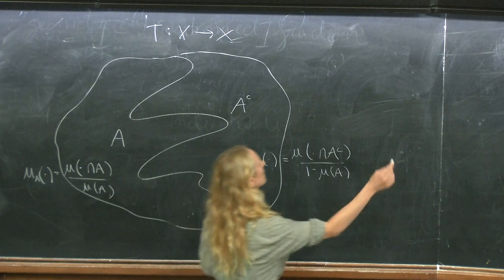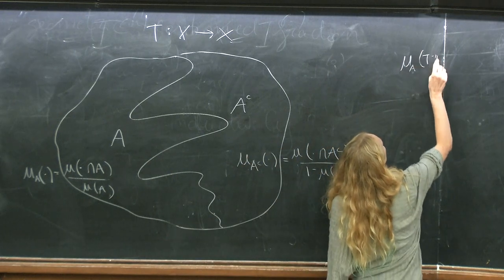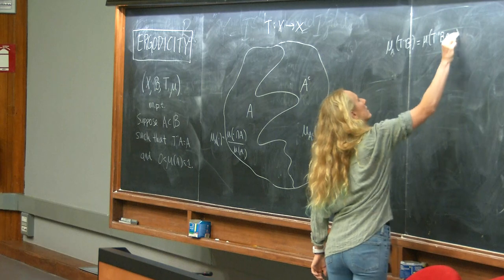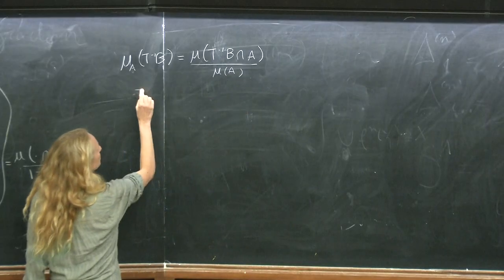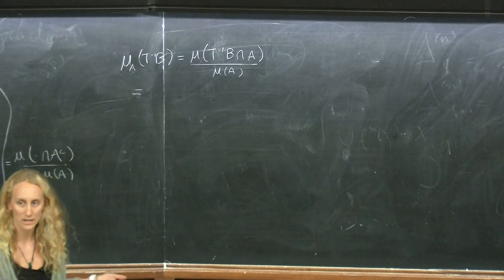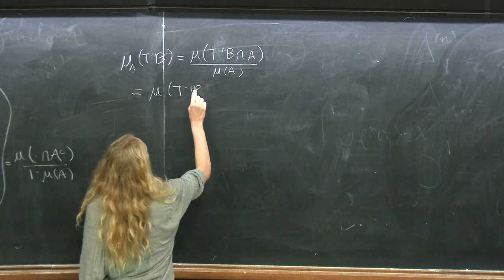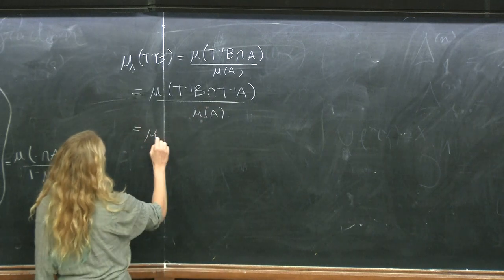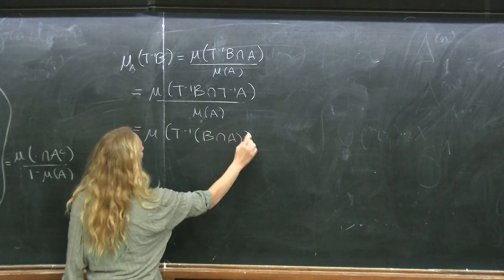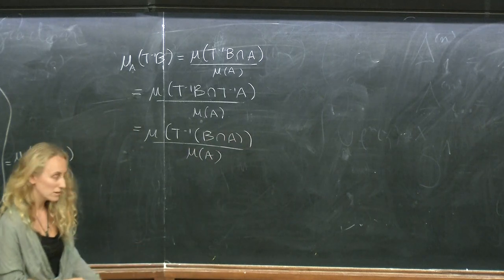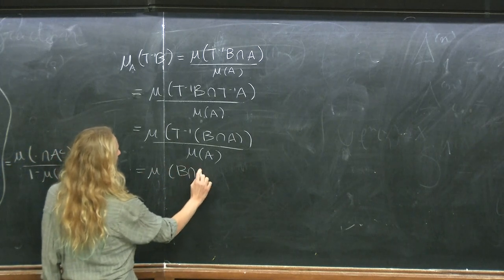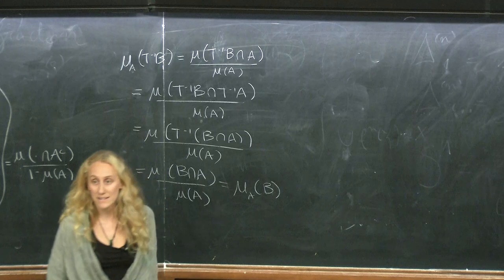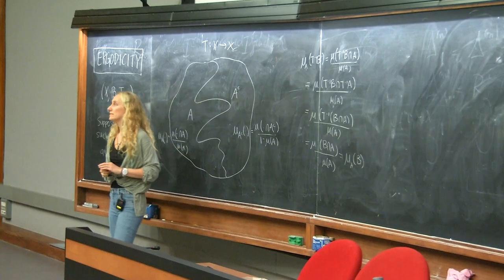So let me show that. If I take μ_A of T inverse of B, this will be μ of T inverse of B intersect A over μ(A). Now I'm assuming that A is T-invariant, so I can replace A by T inverse of A. So I have μ of T inverse of B intersect T inverse of A over μ(A). And I can pull out T inverse of the intersection, and μ is T-invariant, so this is the same as μ of B intersection A over μ(A), which is exactly μ_A of B. Okay, and this is the same for μ restricted to A complement, yes?